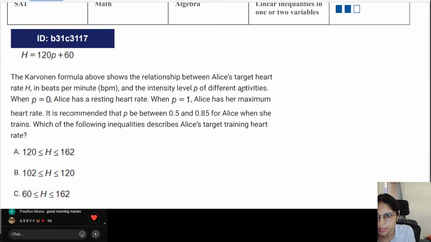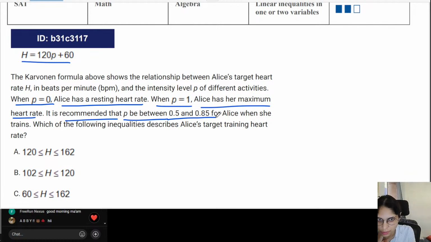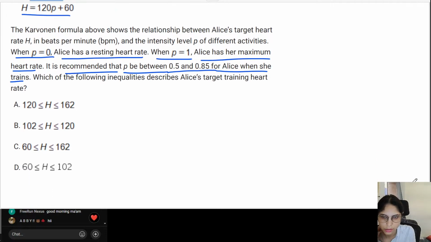So h is 120p plus 60. You want to see h is between what values? Intensity level P of different activities. When P is 0, Alice has a resting heart rate. When P is equal to 1, Alice has a maximum heart rate. It is recommended that P should be between 0.5 and 0.85 for Alice when she trains. So now P is between 0.5 and 0.85. Correct? That is given to us.